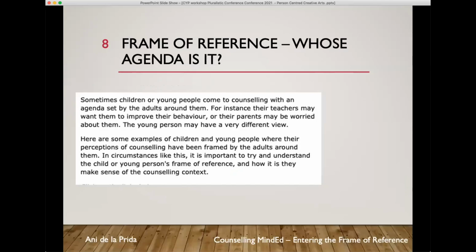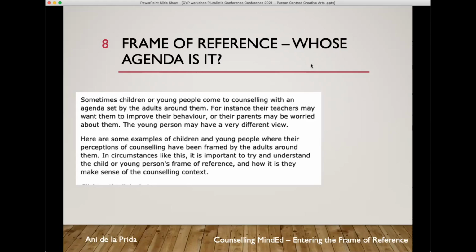The first thing I think to think about is to understand and get into a child's frame of reference, and pay attention to whose agenda it is when a child comes to therapy. Very rarely does a 5-year-old pick up a phone and self-refer to a private practitioner. They're going to come because a parent's bringing them, or a teacher, somebody, depending on the age of the child, depending on the context. Very often it's an adult who is highlighting a need or a requirement, and it's really important to pay attention to the agenda. Perhaps parents are worried, perhaps teachers are worried about them, but the child may have a very different view.